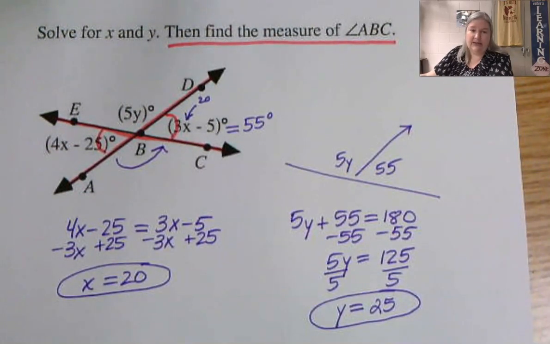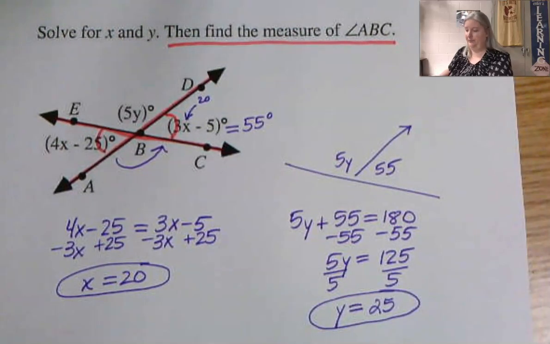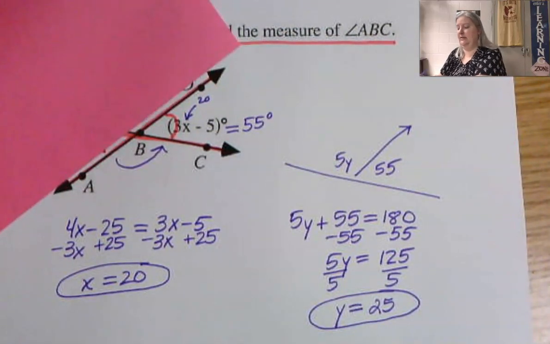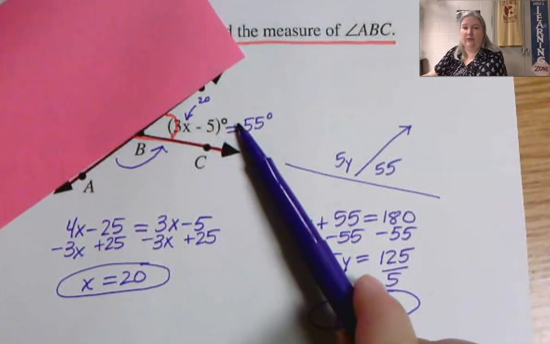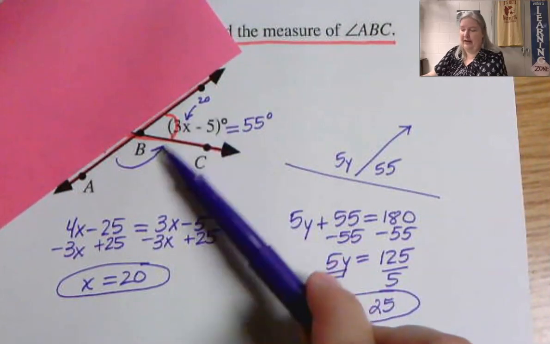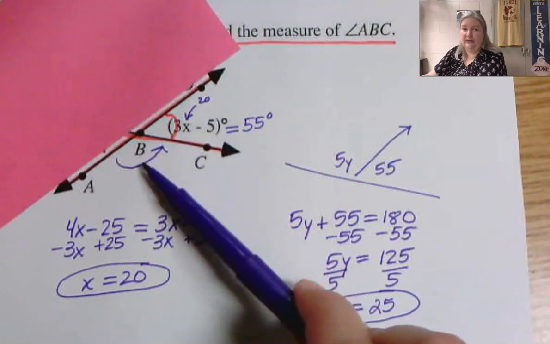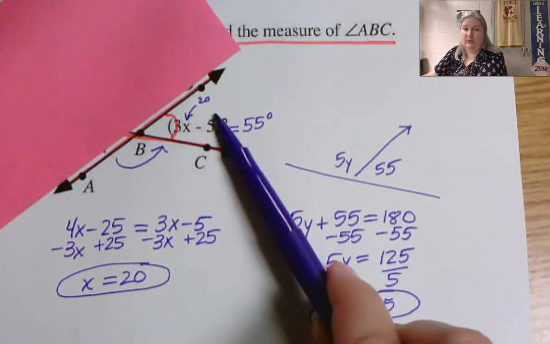Well, there's a bunch of different ways I could do this. I could say, well, ABC and the angle that we already know is 55, those are a linear pair. They're two angles on one side of a line, so they must add up to 180. So just subtract 180 minus 55. That's one option.